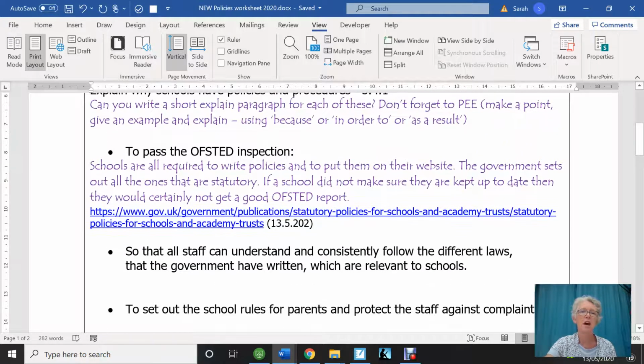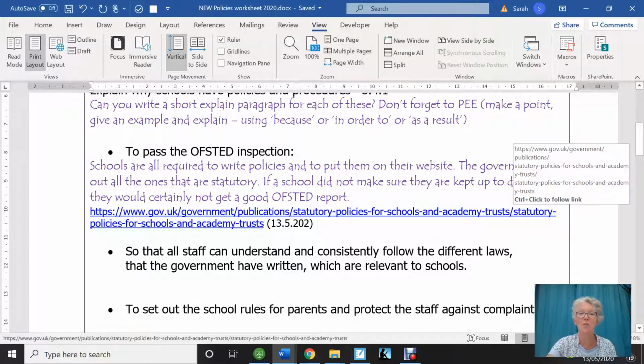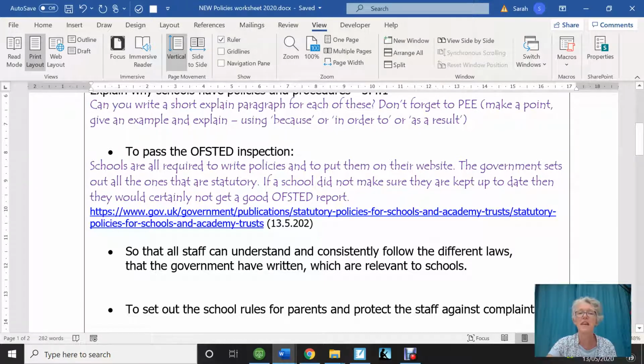Let's read mine. Schools are all required to write policies and to put them on their website. The government sets out all the ones that are statutory. That means you have to do it by law. If a school did not make sure they are kept up to date, then they would certainly not get a good Ofsted report. And then I've put a link to the website where it sets out which policies you actually must have written in school and up on your school website.